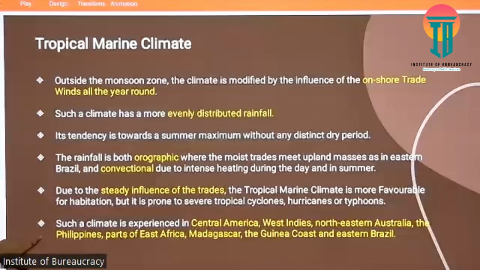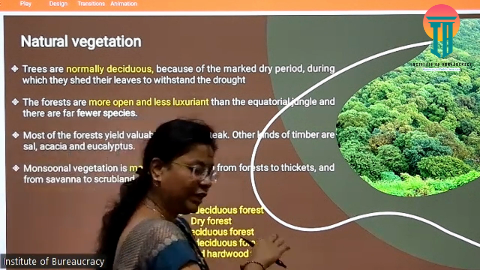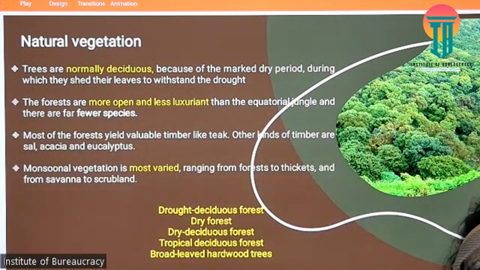Already we have discussed the regions where such a type of climate is found. The next question area UPSC's most favorite is the vegetation nature. Any climate, you will stick on to the vegetation. You need to know why such a type of forest is readily found.